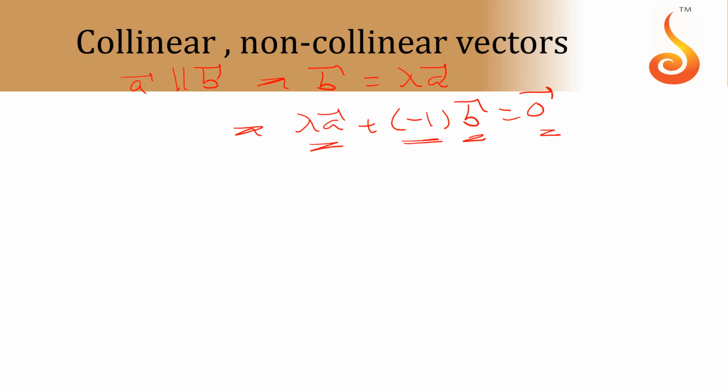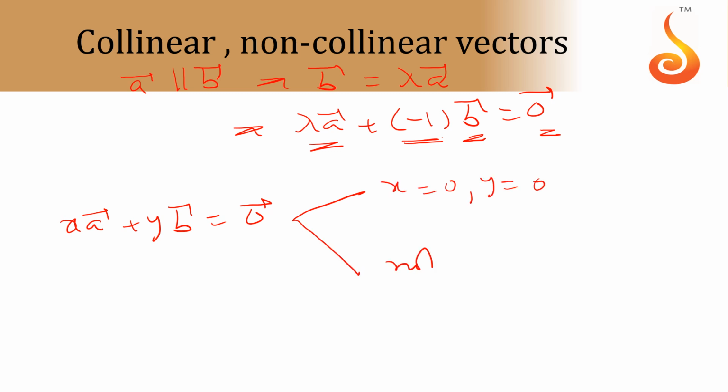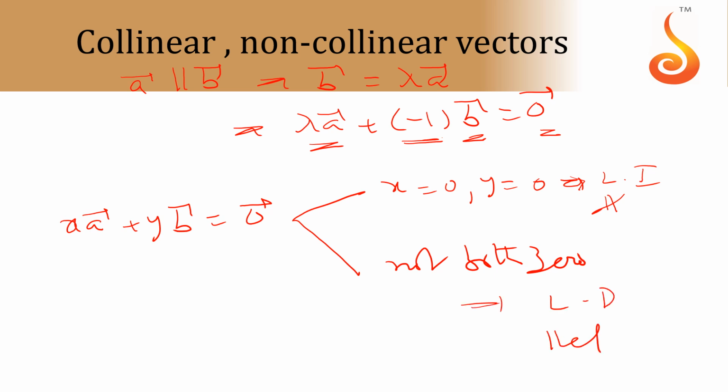So naturally 2 non-collinear vectors or non-parallel vectors are LI. That we can understand with a structure x a bar plus y b bar. Suppose it is O bar, then there are 2 chances: x is 0, y is 0, or not both 0. When x is 0, y is 0, LI. What do you mean by LI? Non-collinear, so they are non-parallel. When not both 0, they are LD, they are parallel. So please remember, 2 collinear vectors are LD, 2 non-collinear vectors are LI.